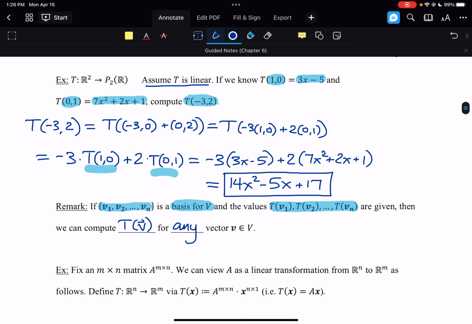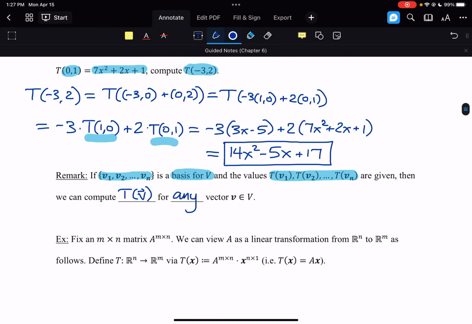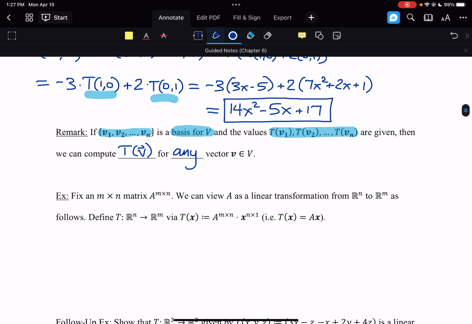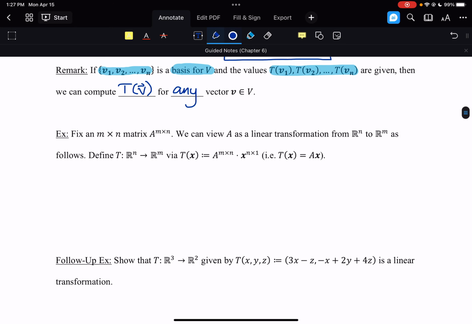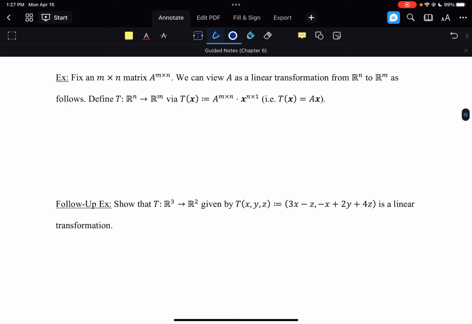All right. Next up, we have a different type of transformation that we're going to be looking at a little more extensively throughout the chapter. So fix an M by N matrix A. We can view A as a linear transformation from Rn to Rm as follows. So define a transformation from Rn to Rm as T of x equal to A times x. Okay, or in the shorthand, T of x is A times x there.